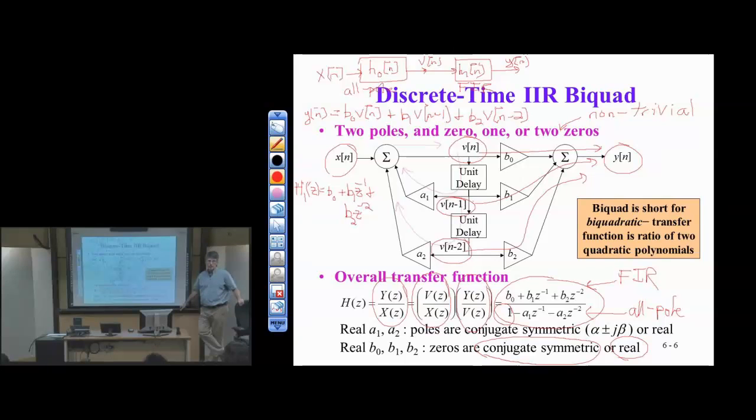They go to 0. Which ones go to 0? A2 and B2. So if I let B2 be 0 and A2 be 0, this lowest branch goes away, and I'm left with a simple first order filter that has 1 pole, 1 zero. From the same filter structure, right? No problem.